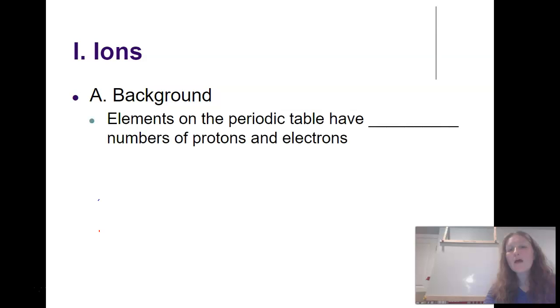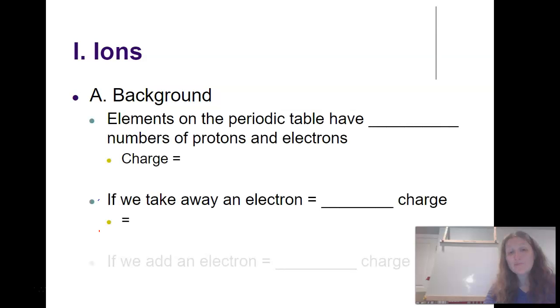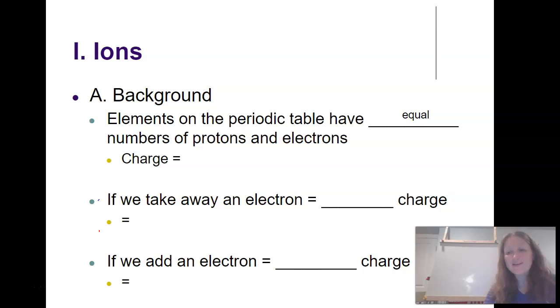The other thing we want to remember about our elements on the periodic table is that they have equal protons and electrons. All of our elements sit nicely at what we call electrically neutral, meaning positives and negatives cancel out, so we have an overall charge of 0. But what we're talking about in this unit is changing that 0 charge. So if we're starting with something like, let's say, sodium, sodium has 11 protons and 11 electrons.